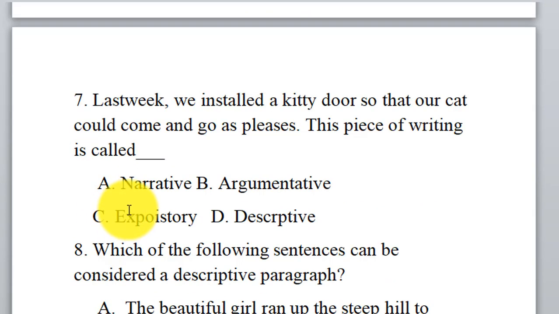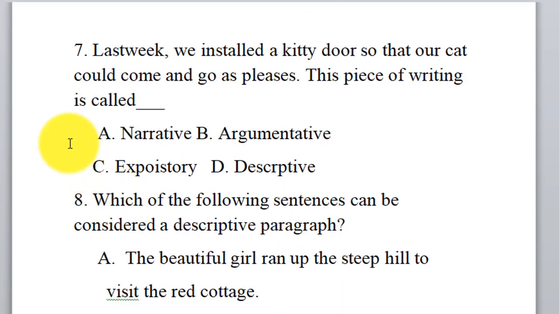Question number 7 here. Yes, last week we installed a kitchen door. Yes, we installed a kitchen door so that our cat could come and go as it pleases. This piece of writing is likely to be clear.